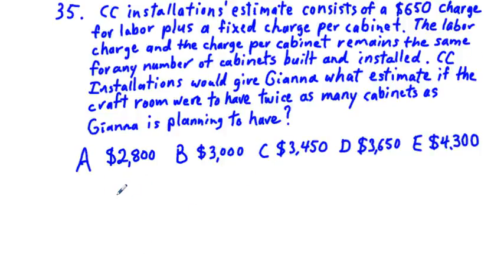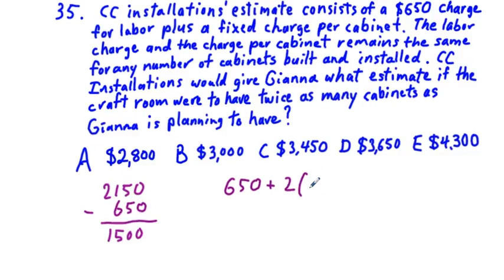And so we go down to our 10 cabinets. We know 2150 was our total charge, and we know our fixed cost was $650. So we know those 10 cabinets installed cost $1,500. So to find for twice as many cabinets, it's going to be twice that $1,500. So we're going to have 650 plus 2 times our $1,500. And we work this out, we get $3,650, which is answer choice D.